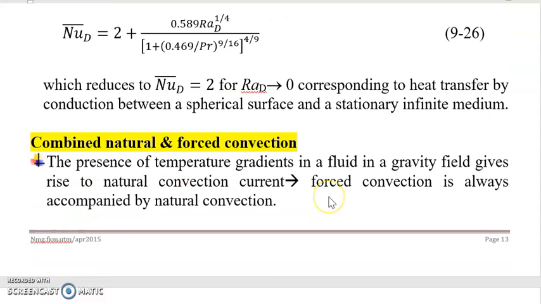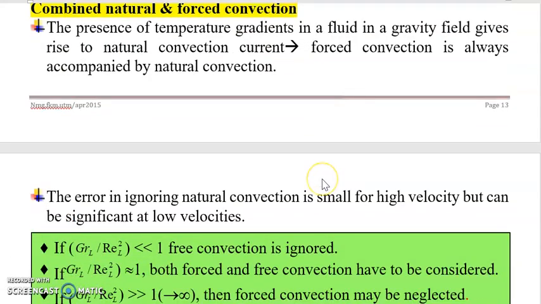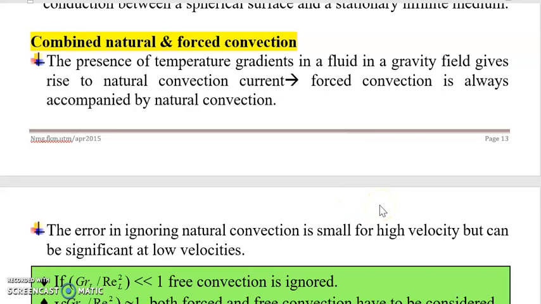Okay. Now, combined natural and forced convection. The presence of temperature gradients in the fluid in the gravity field gives rise to natural convection currents. So forced convection is always accompanied by natural convection. The error in ignoring natural convection is small for high velocity. Then you can just forget about natural convection and look at forced convection for high velocity. But when there is low velocity of fluid surrounding a solid body, you have to consider natural convection on top of forced convection.